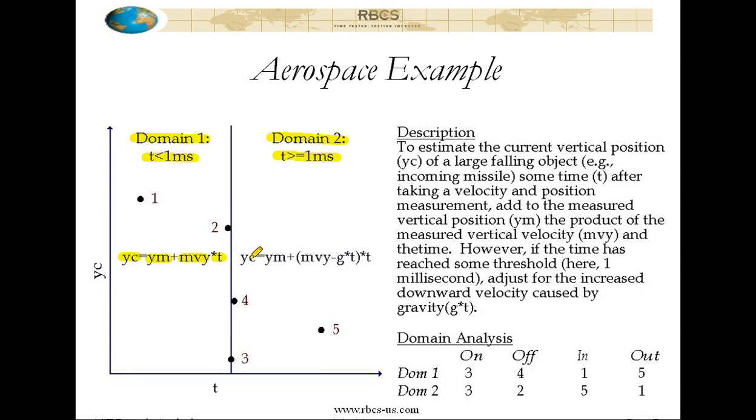Now, if we're in the domain where gravity is going to be taken into account, we're going to say that YC is equal to YM again, but now we have the measured Y velocity minus G, the gravitational constant, times T. Minus, because it's falling, remember, so the velocity with respect to the ground is negative. It's headed towards the ground. And then that whole quantity is multiplied times T. So now we have 1, 2, 3, 4, 5 factors, right?